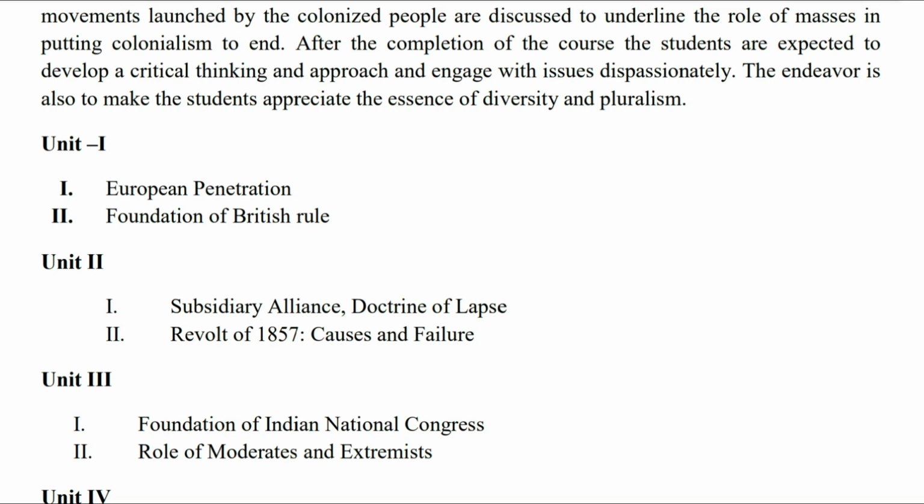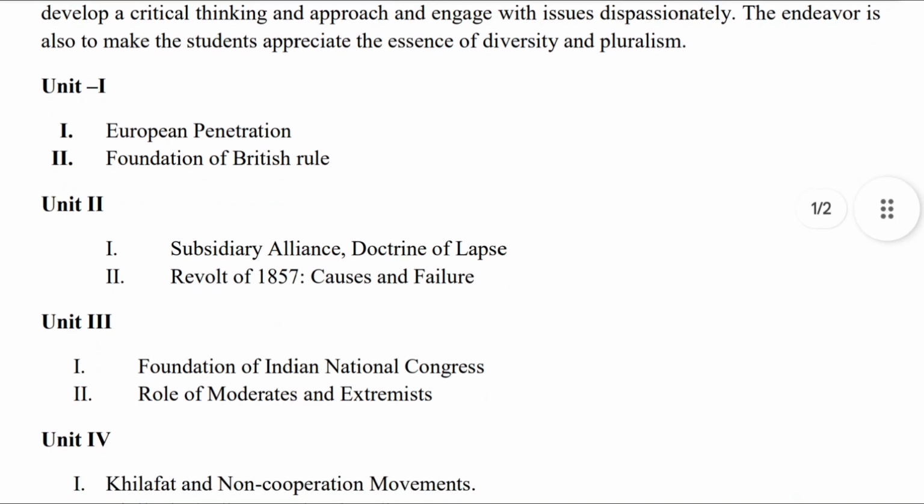In Unit 1st, you have to study number 1st, European penetration, number 2nd, foundation of British rule. Unit 2nd, number 1st, subsidiary alliance, doctrine of lapse, number 2nd, revolt of 1857, its causes and failure.